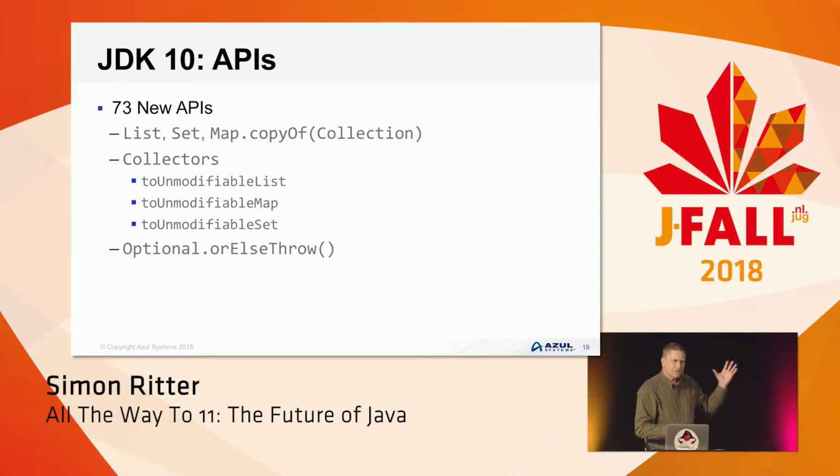JDK 10 included 73 new APIs. I picked a few of the ones which seemed more useful. So there's now new methods on the collections API, so list, set, and map all have a copyOf method, which will take a collection and return you an unmodifiable version of that collection. Related to that, the streams API has collectors, which will now take the output stream and generate an unmodifiable list, map, or set as a result. And then the Optional class also gets a new method called orElseThrow, which is basically the same as get, but that's what they just decided to add a method.